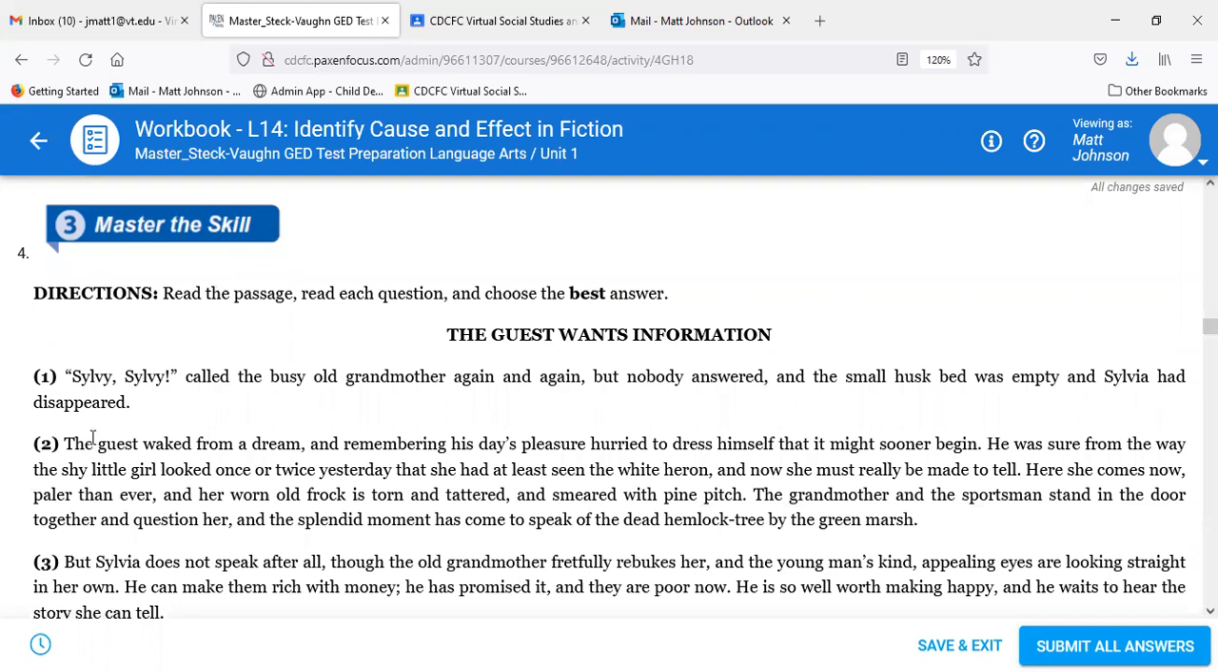The second, the guest waked from a dream, and remembering his day's pleasure, hurried to dress himself that it might sooner begin. He was sure from the way the shy little girl looked once or twice yesterday that she had at least seen the white heron, and now she must really be made to tell. Here she comes now, paler than ever, and her one old frock is torn and tattered and smeared with pine pitch. The grandmother and the sportsman stand in the door together and question her. And the splendid moment has come to speak of the dead hemlock tree by the green marsh.